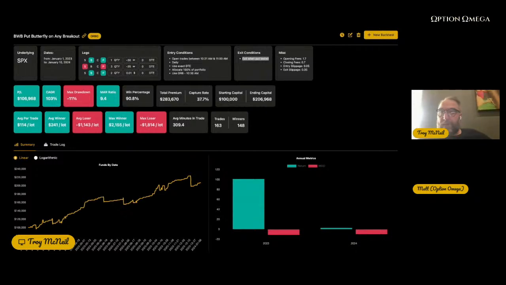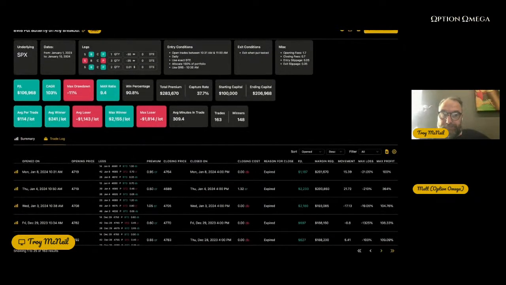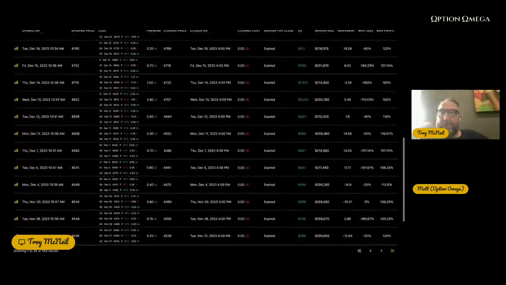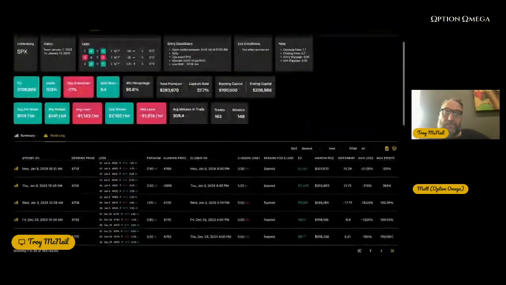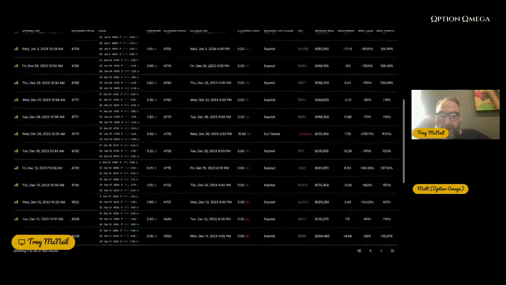It's a broken wing butterfly, a ratioed butterfly. The key on this one, if you look at this, is you're almost always going to get a credit. I should really put a minimum premium for that. You just double check through time.